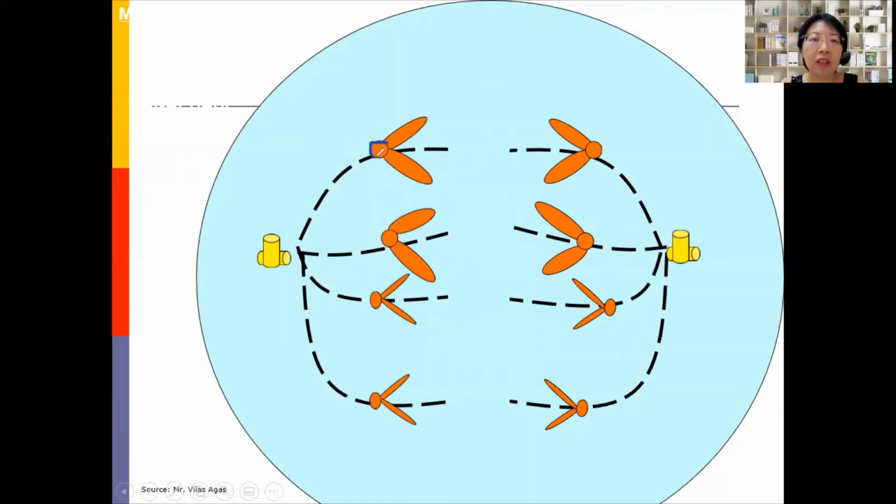So what is this thing here? It is actually the centromere that is drawn here. Okay, the centromere.